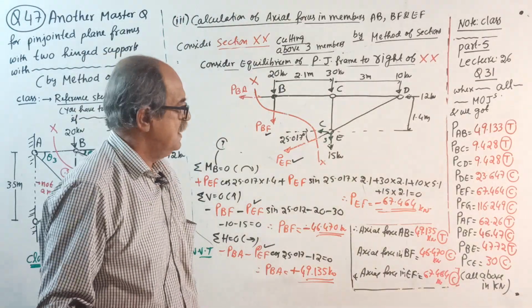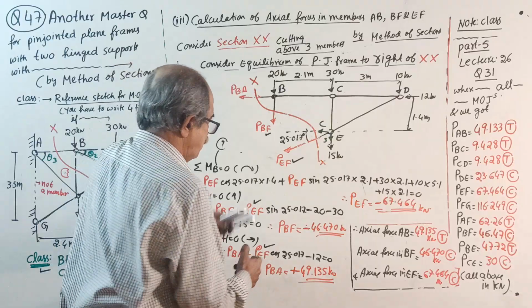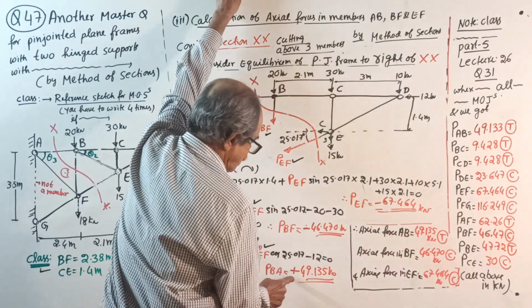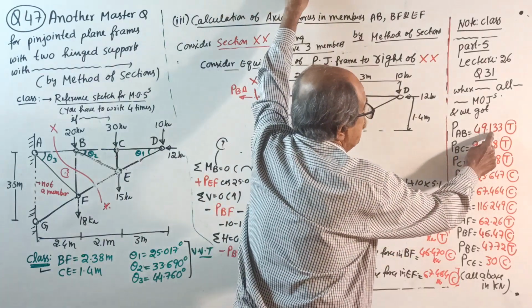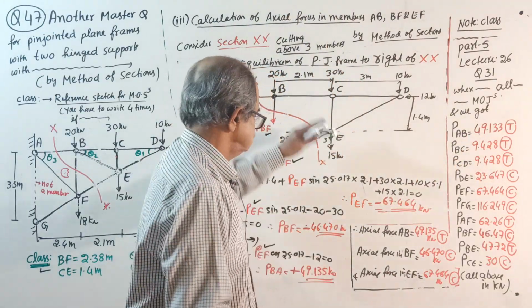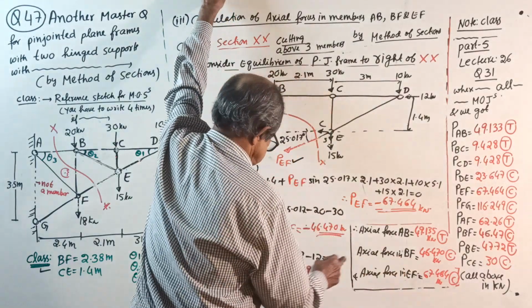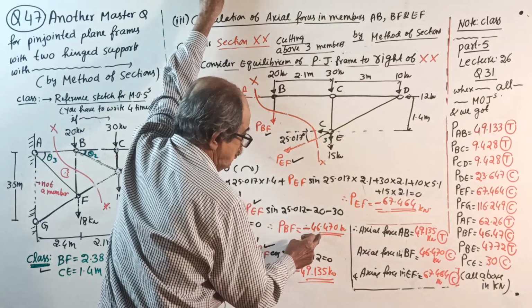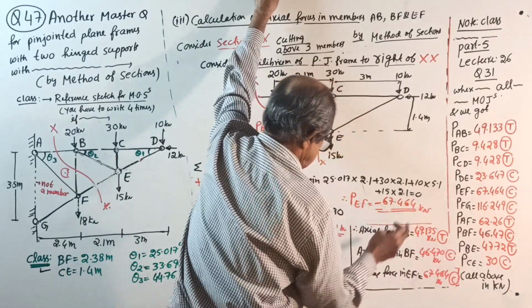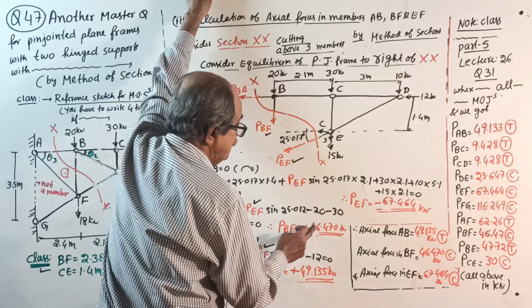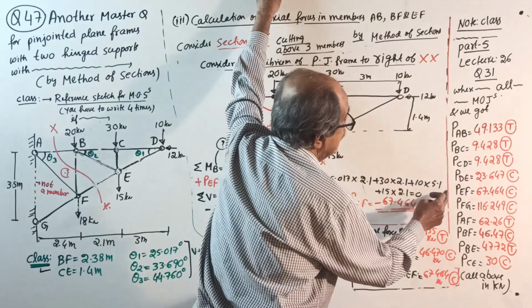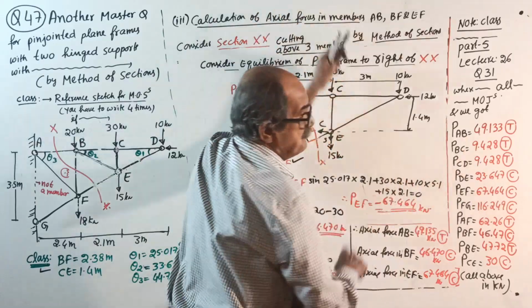Okay, fast I will do. Therefore, presentation. Axial force in AB, 49.135 tension. Why? Positive came. See, 49.133. 0.002 is not an error. Axial force in BF, 46.470 compression. BF, see, correct. Force in EF, 67.464 compression. Yes, see, perfectly matching.